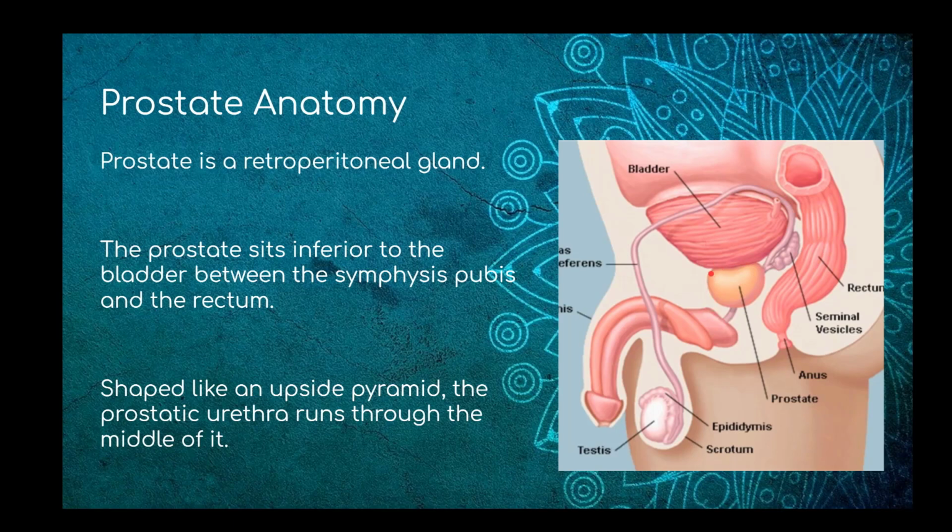It has more of a shape of an upside down pyramid. So the base is towards the bladder, where the apex then is more inferior towards the patient's feet. And then the urethra from the bladder actually runs through the middle of the prostate. We call that the prostatic urethra there, and then it extends out and through the penis.